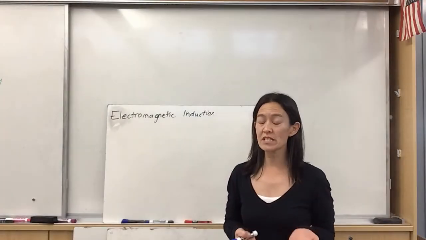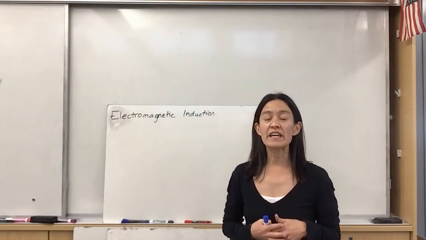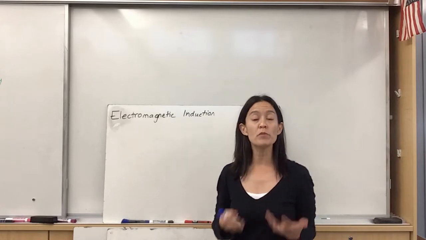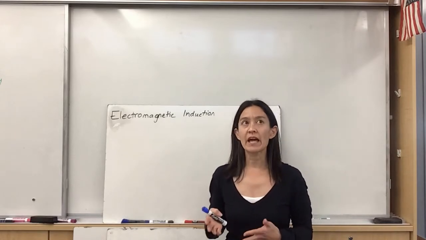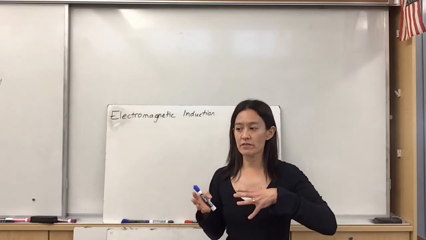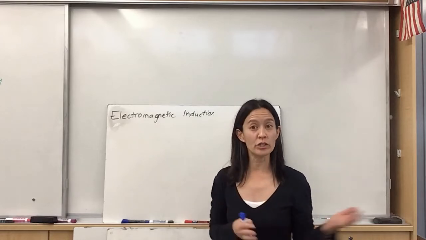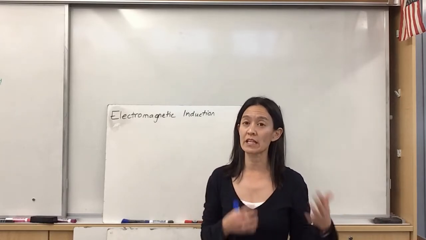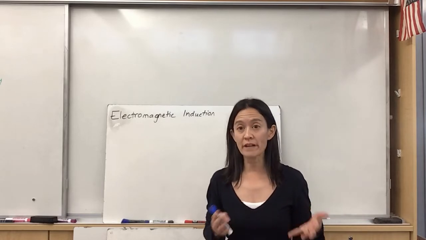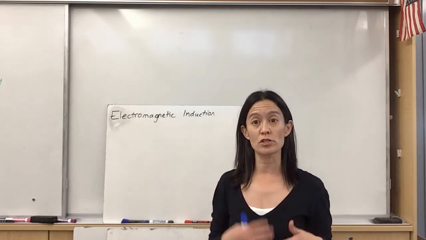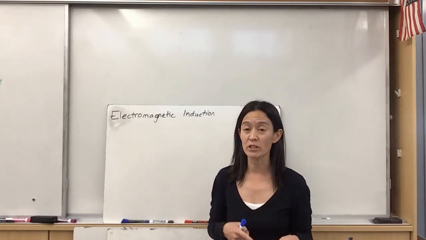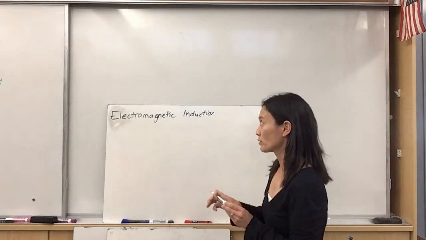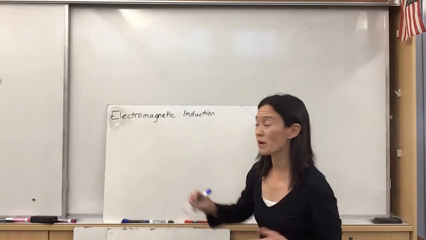Okay, so we previously saw this idea that if I have a charged particle that's moving, it creates a magnetic field. So it seems to say that a moving electric field, because any charged particle has an electric field, creates a magnetic field. And a guy by the name of Michael Faraday realized that the opposite is true as well, that a moving magnetic field can create an electric field. And so that's where we get this idea of electromagnetic induction.